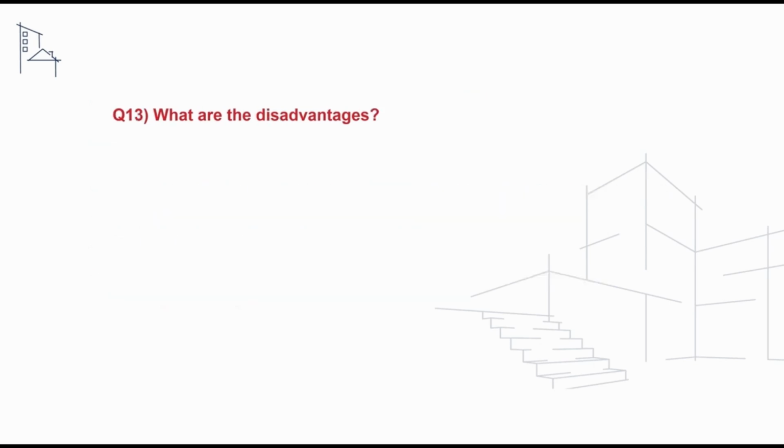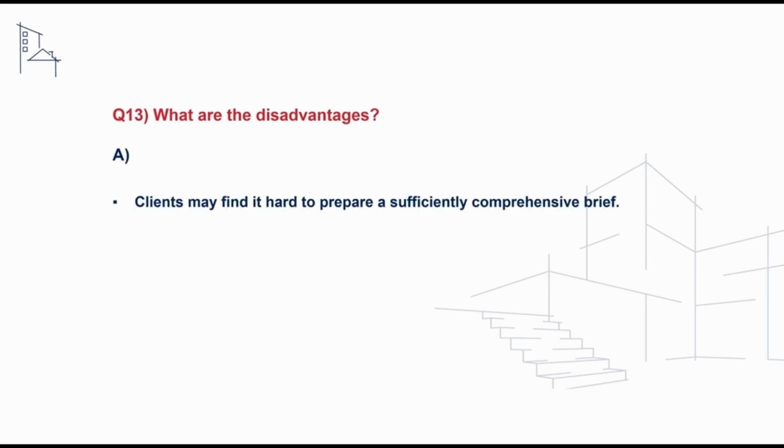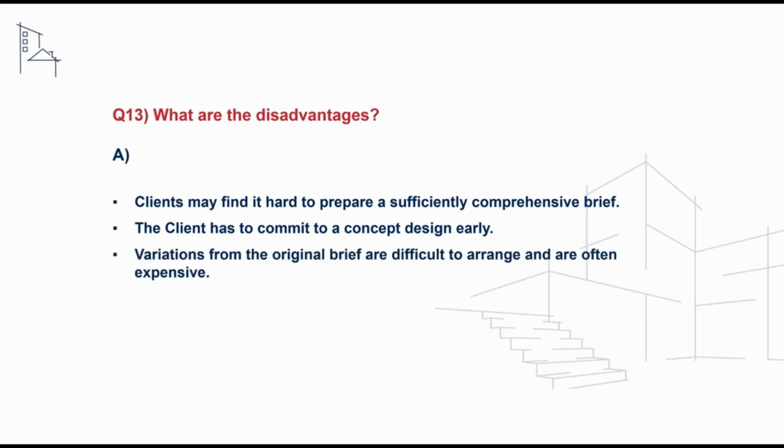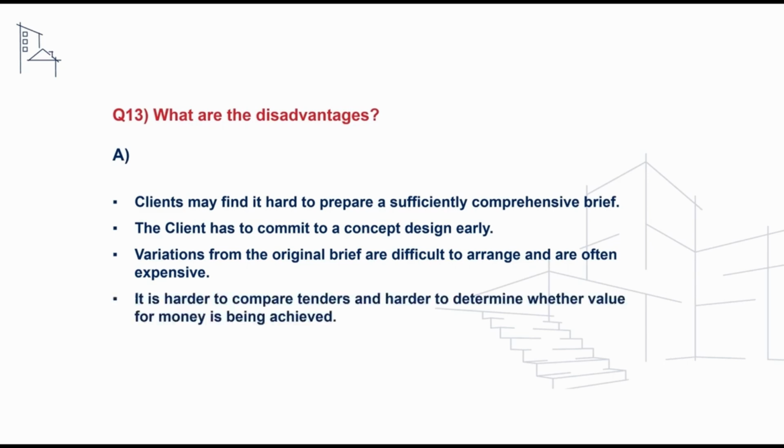A follow-on question candidates may receive is what are the disadvantages associated with design and build procurement? And to address this, we can say that clients may find it hard to prepare a sufficiently comprehensive brief. The client has to commit to a concept design early on in the project. Variations from the original brief are difficult to arrange and are often expensive, and it's often harder to compare tenders and harder to determine whether value for money is being achieved.